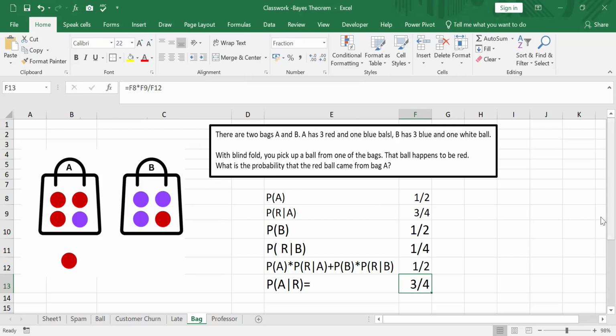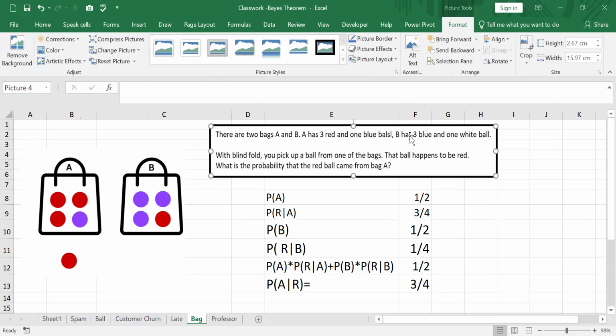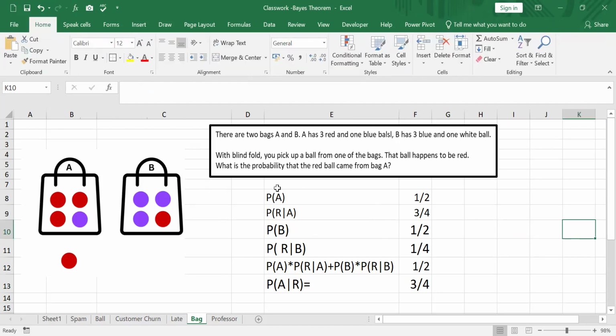With a blindfold, you pick up a ball from one of the bags. That ball happens to be red. What is the probability that the red ball came from bag A? P of A, P of B, because you are picking at random. I can pick up bag A, I can pick up bag B. It is 1 by 2, 1 by 2.